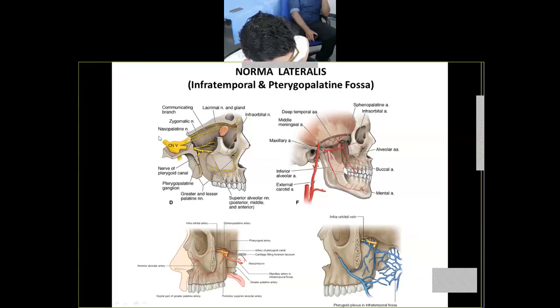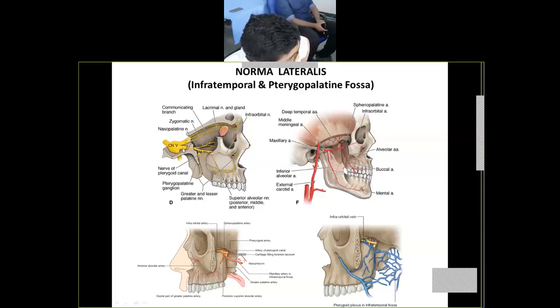Okay, this is the part of the greater wing which is forming the roof of the infratemporal fossa, or you can say floor of the middle cranial fossa. Are you getting my point? This is the middle cranial fossa above. This is the infratemporal fossa below. So this is the greater wing of sphenoid. The inferior aspect of the greater wing of sphenoid is forming the floor of the middle cranial fossa, or the roof of the infratemporal fossa.